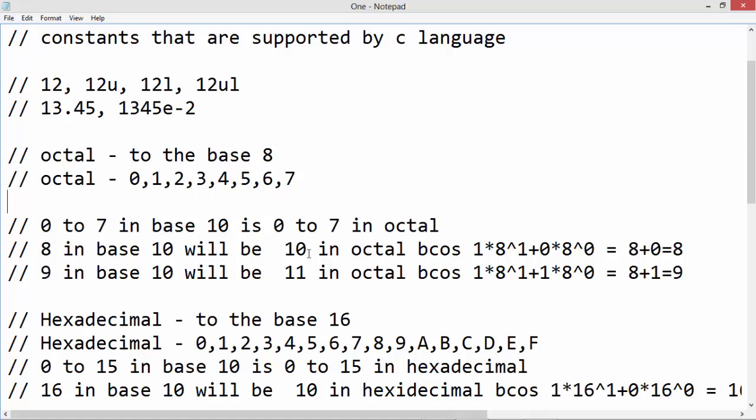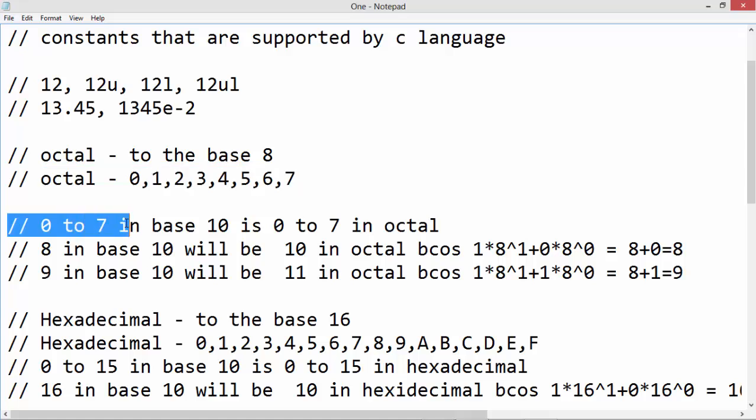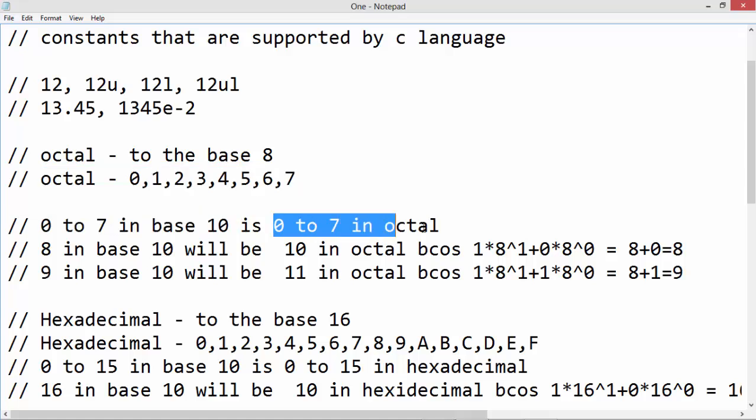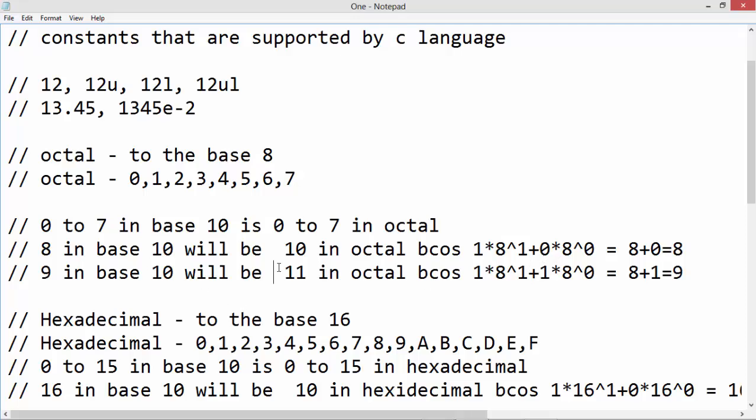Just to remind, octal has 7 symbols. 0 to 7 in base 10 is equal to 0 to 7 in octal. 8 in base 10 will be 10 in octal, because it is 1 into 8 to the power of 1 plus 0 into 8 to the power of 0. 9 will be 11, like that.